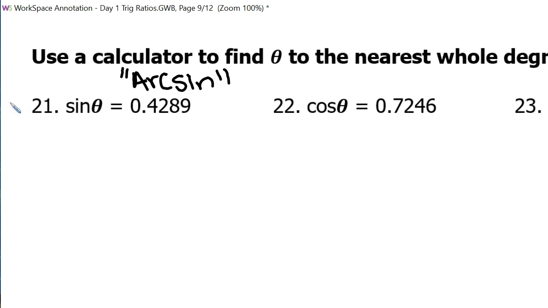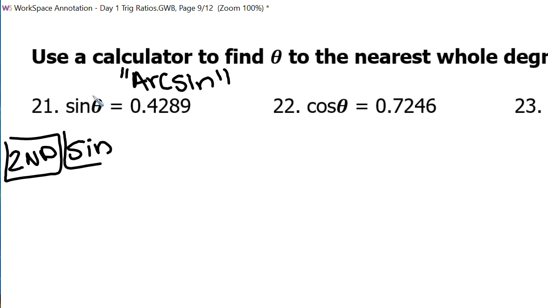So when you put this one into the calculator, you'll have to do second, and then hit the sine button. And you want to take the second sine of .4289. So second sine of .4289. And once you hit second sine, what pops up on the screen? Sine to the -1. And what does -1 power mean? Inverse.